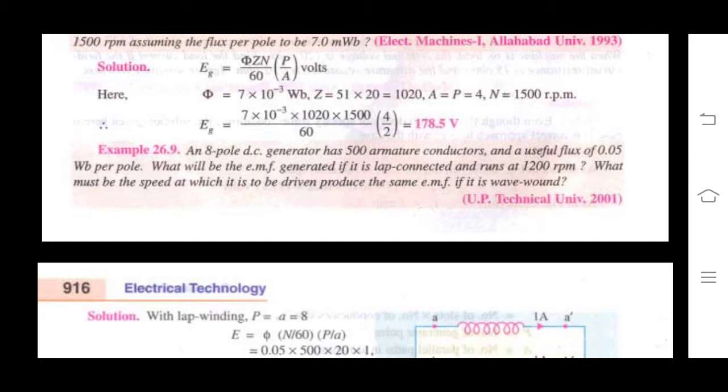An 8-pole DC generator has 500 armature conductors and a useful flux of 0.05 weber per pole. What will be the EMF generated if it is lap connected and runs at 1200 rpm? What must be the speed at which it is to be driven to produce the same EMF?